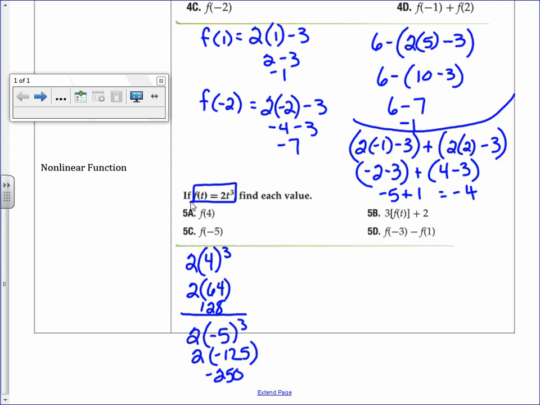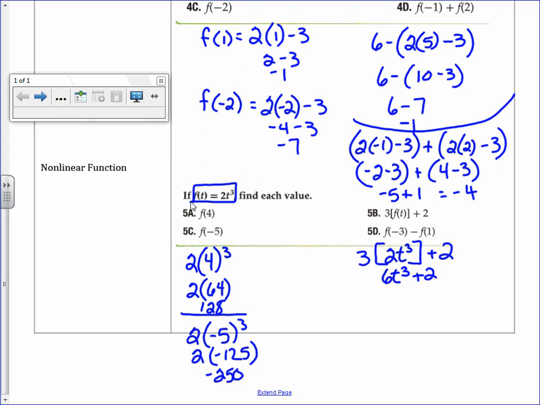So then we have 3 times the quantity f of t plus 2. So that's kind of fun. So I'm going to write it as 3 times 2t to the third plus 2. And all I can do here is say 6t to the third plus 2. That's all I can do.